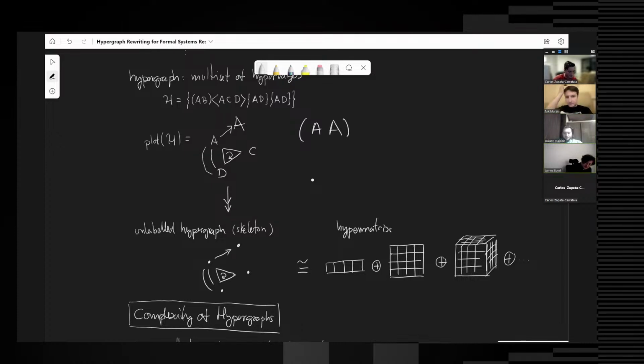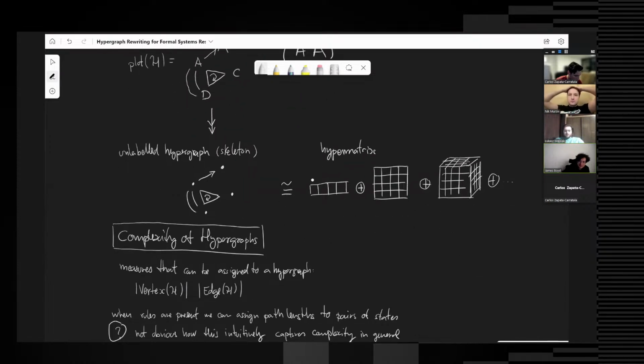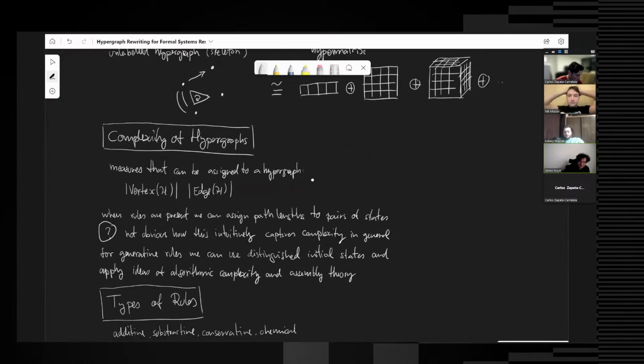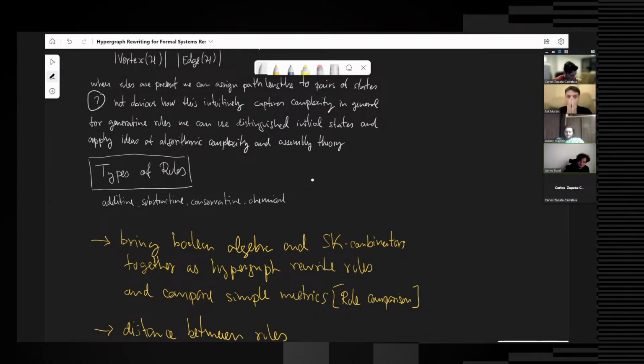So Carlos, just to review, do you have a proposal for measuring the complexity of the actual rules themselves? Yeah. So I would initially do exactly what you said. You can basically look at the cardinalities of the hypergraphs involved, and the same way that you would say that a rule that involves longer words is more complex than a rule that involves shorter words, you can make similar statements about hypergraphs.